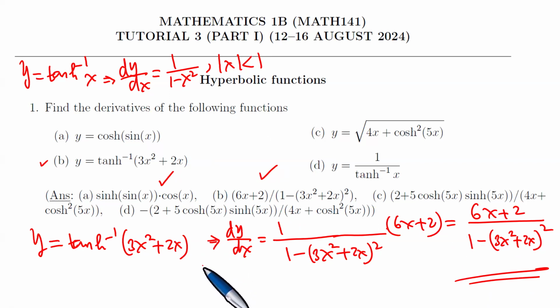Yes. Sorry, sir. Yes, please. May I ask, in the part where it, I don't understand the derivative part here. This derivative when you're doing the term.